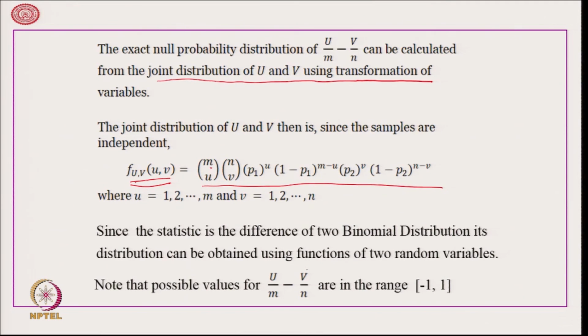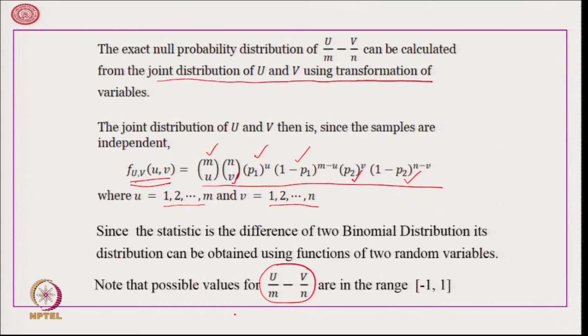Therefore, it comes out to be m choose u, p1 to the power u, (1 minus p1) to the power m minus u, multiplied by n choose v, p2 to the power v, (1 minus p2) to the power n minus v, where u can be between 0 to m and v can be between 0 to n. And what is going to be the value of the statistic u/m minus v/n?